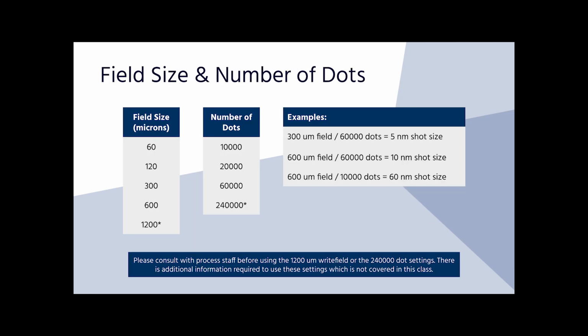There are 5 options for field size and there are 4 options for the number of dots per field. You can mix and match all possible field sizes and all possible dot settings. For instance, a common choice is a 300 micron field size with 60,000 dots, which gives you a 5 nanometer shot size. Or you could use a 600 micron write field and 60,000 dots, which will give you a 10 nanometer shot size. Or you can use a 600 micron write field with only 10,000 dots, which gives you a 60 nanometer shot size. We will see examples with each of these choices in a moment.